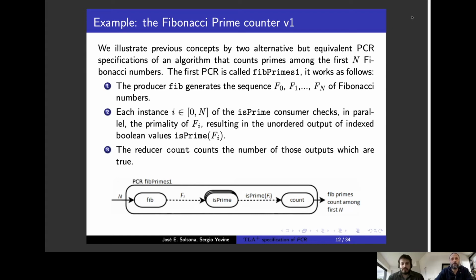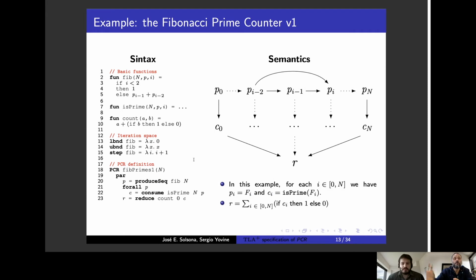So the first model is given by a producer that uses the Fibonacci function to produce Fibonacci numbers. And then consumers check primality on the Fibonacci numbers produced by the producer, and then a reducer basically counts all prime Fibonacci numbers generated by the consumers. So on the left, we have the abstract syntax of PCR, and on the right, we have its semantics.